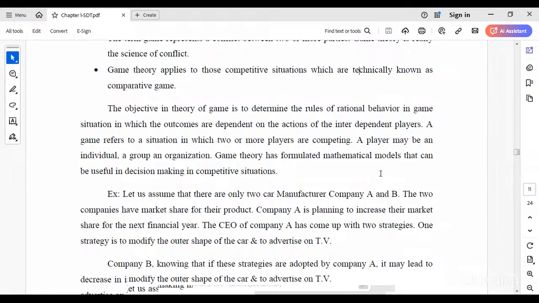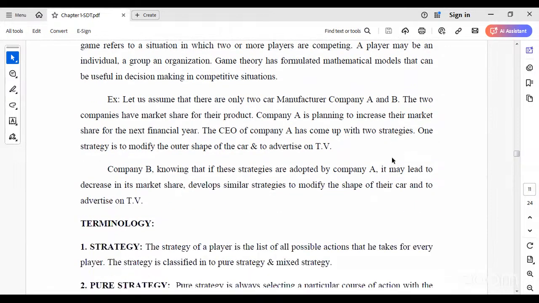So let us go for a small example. Let us assume that there are only two car manufacturer companies, A and B. The two companies have market share for their product. Company A is planning to increase their market share for the next financial year. The CEO of company A has come up with two strategies. One strategy is to modify the outer shape of the car and to advertise on TV. Okay, so this is a best example in game theory. Observe once again, I'm reading.